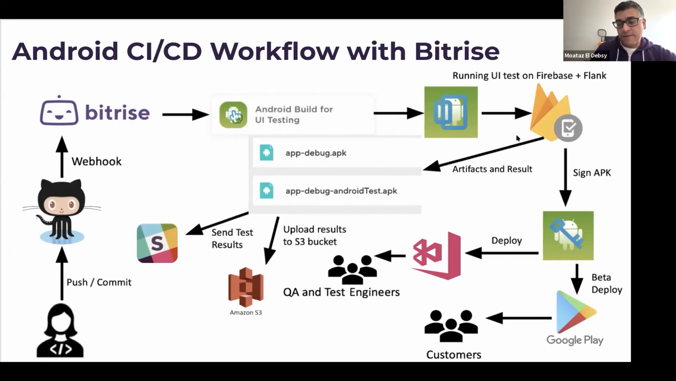Then we can run the test on Firebase Test Lab, for example, on cloud devices, because as we mentioned, we have flakiness in the emulators. This will fix the problem because it's a cloud device, so we can remove this point from our head. We just need to run on Firebase. Then after that, if everything is okay, we can sign the application and deploy to Microsoft App Center for the QA and test engineers, or beta deploy to the Google Play Store for customers. Also, you can upload anything to an S3 bucket and send the result to the team or as a Slack notification.